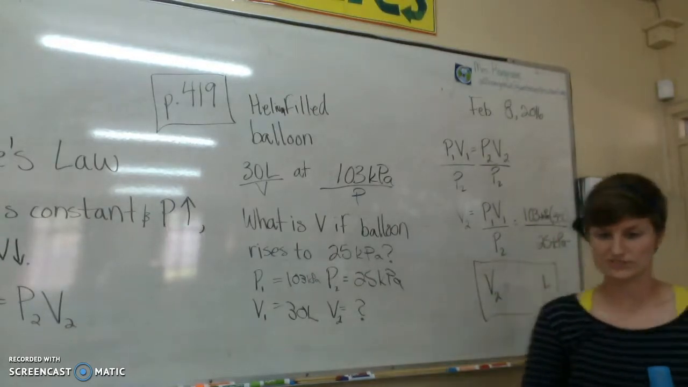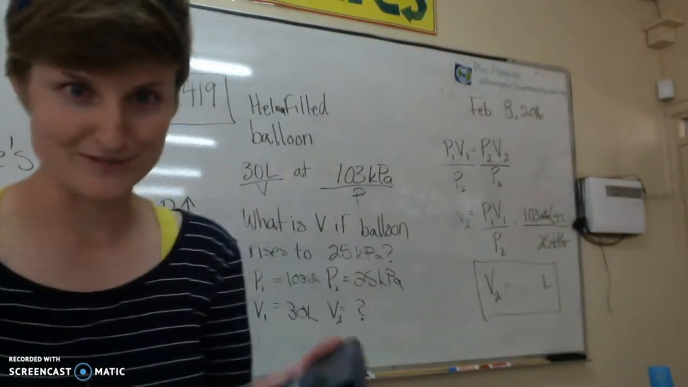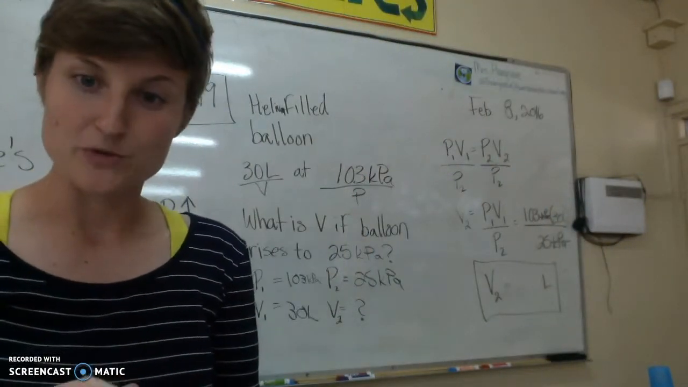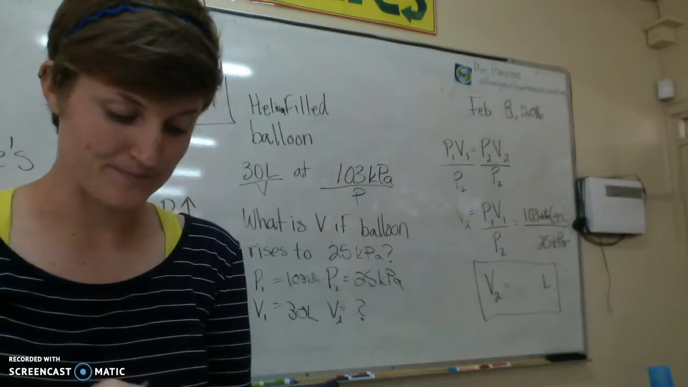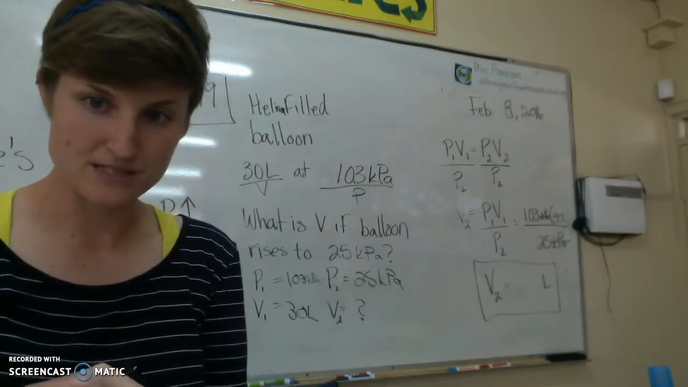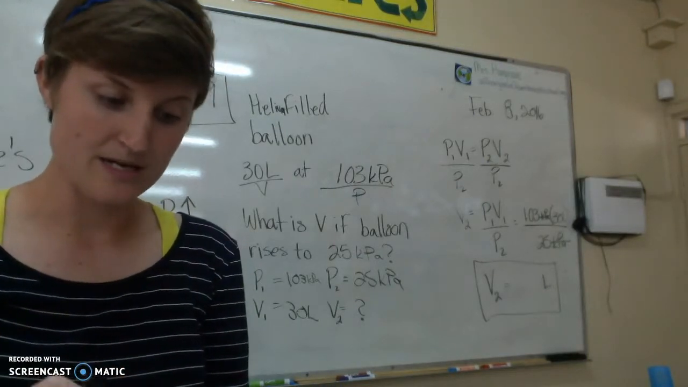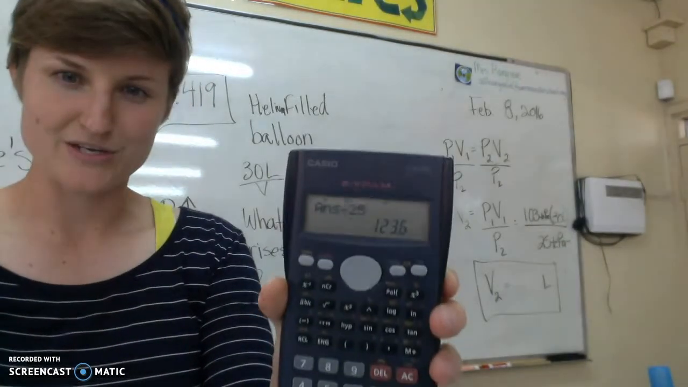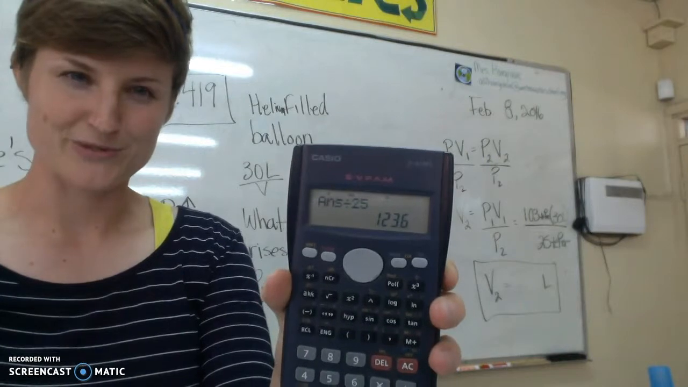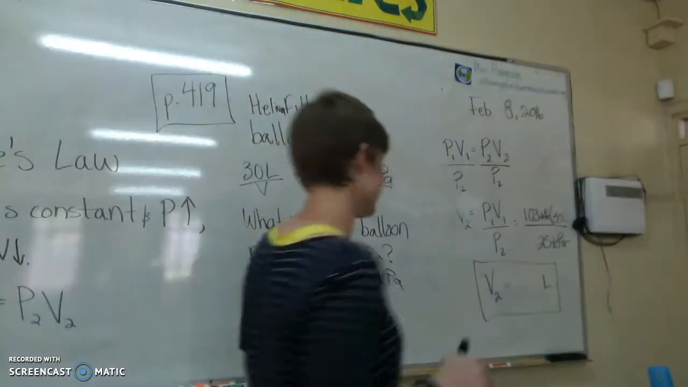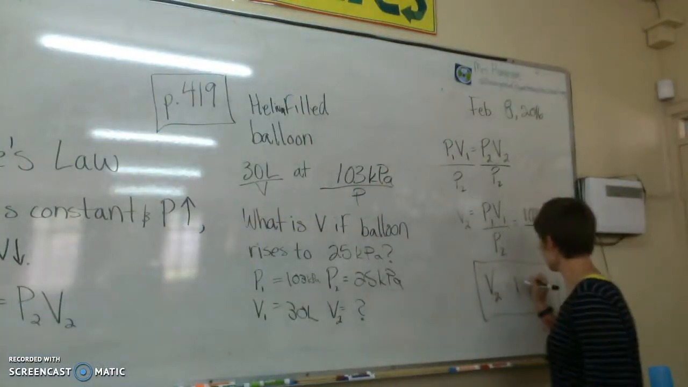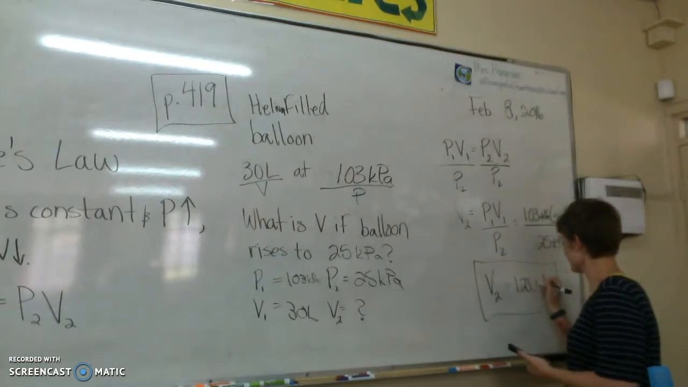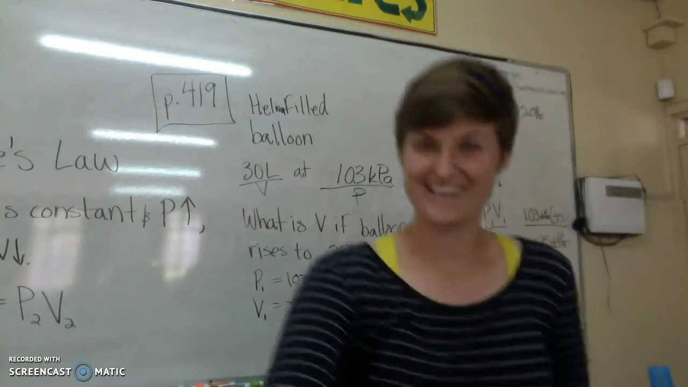So let's see our handy dandy calculator. You've got 103 times 30 divided by 25, and you should get 123.6 liters. So our balloon will increase in size, and hopefully that's a good example.